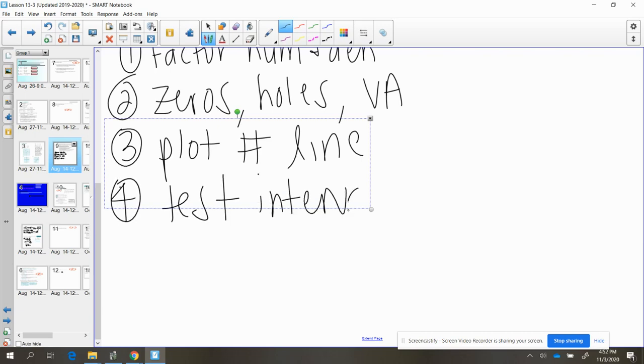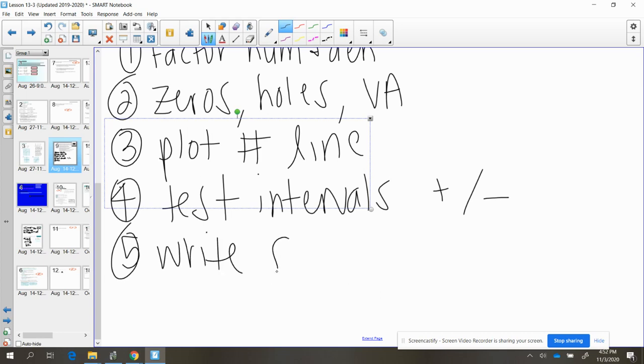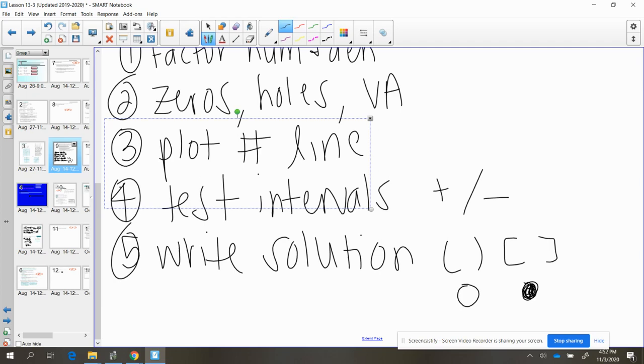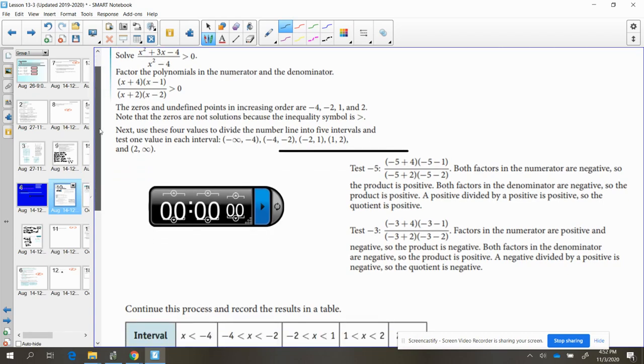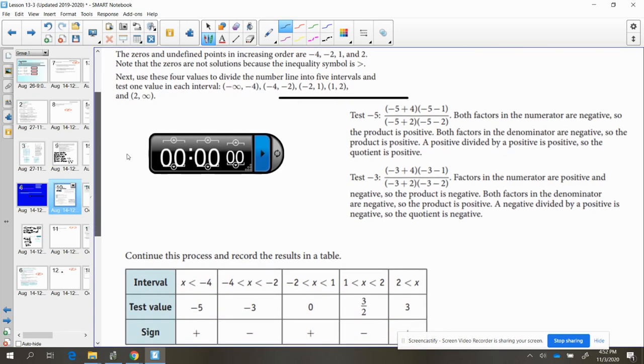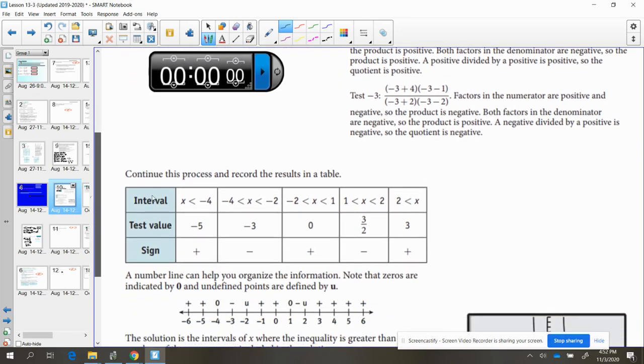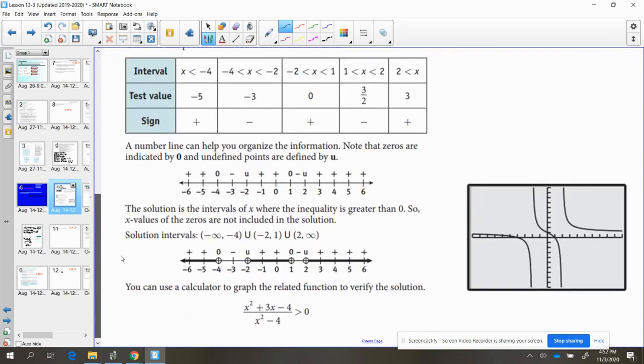Just as we did with the polynomial inequalities, we're going to check where it is above or below the x-axis, where it has positive values, where it has negative values, and finally, you're going to write the solution in interval notation. So be careful of where we're using parentheses versus brackets, open circles versus closed circles. All of that will be included in this, just like it was with polynomial inequalities. So here's an example that they have here. And again, notice here they solved and found, in this case, some of the zeros, holes, and vertical asymptotes.